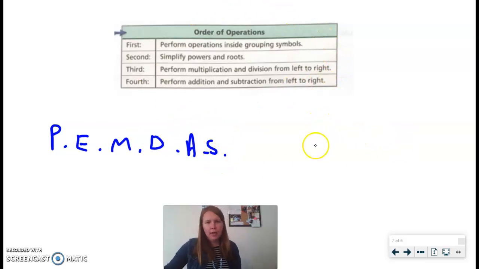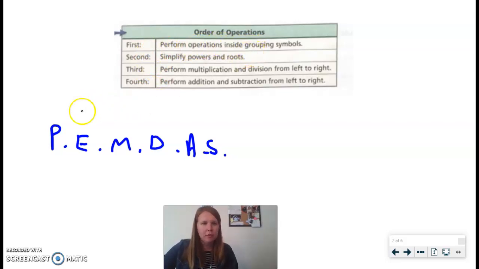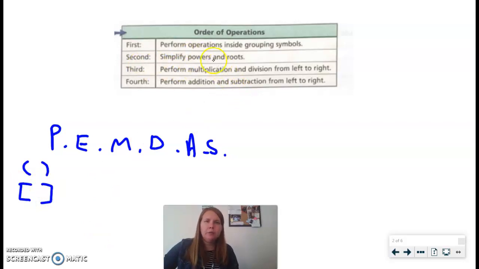And here, what I do like about this is that they give different steps. If you like to think linear like this, step number 1 is perform operations inside of grouping symbols. So that can be parentheses. Sometimes we're going to see brackets. Those are also grouping symbols. Second, simplify your powers and your roots. That's your exponents here. Maybe you have a square root of 6. That's not a perfect square though, sorry.